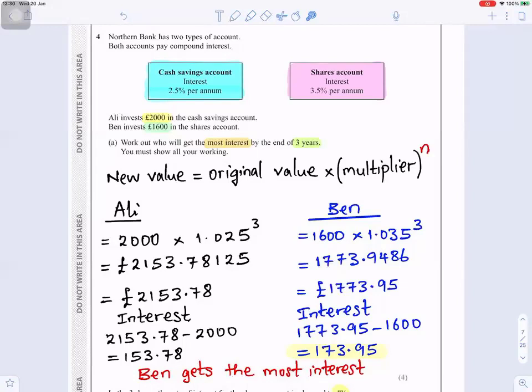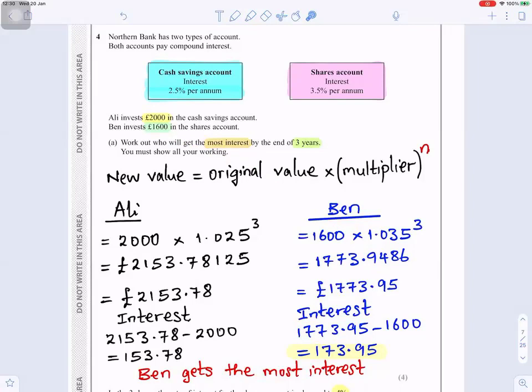Let's do the interest for Ben. Ben invests 1,600 and the multiplier is 1.035. How did we get the multiplier? We add 100 and after that we divide by 100. And it's also for 3 years. So we do that for Ben, we'll get 1773.9486. The interest would be that amount minus the capital, which was 1600. That gives you 173.95.